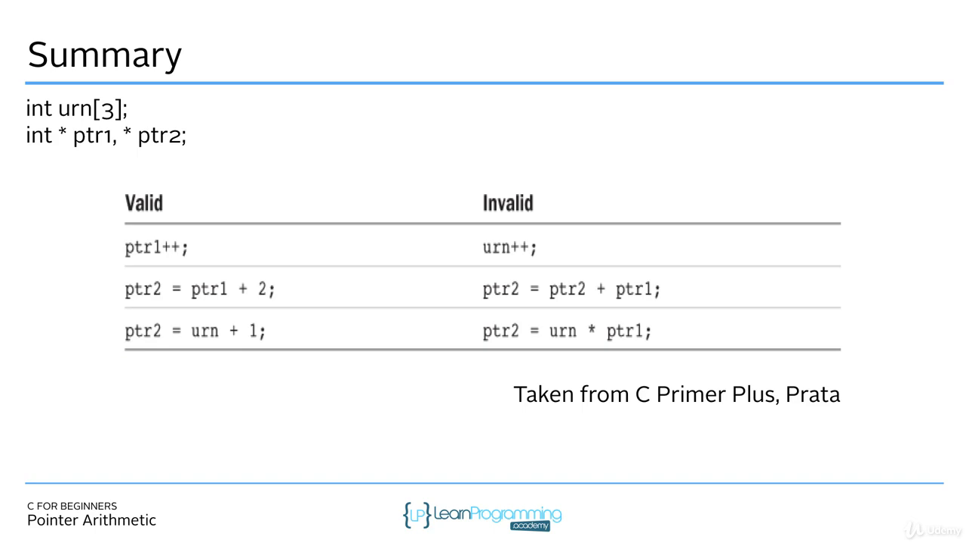You can't do pointer arithmetic on arrays, so you cannot say earn++. You cannot say pointer2 = pointer2 + pointer1. Right, because those are addresses, and you're not actually pointing to anything inside of an array. And you can't multiply earn times pointer1 to get pointer2. Right, those are invalid. So pay attention to the correct syntax for pointer arithmetic, and also understand that pointer arithmetic can only be applied to pointers, not arrays. Okay?